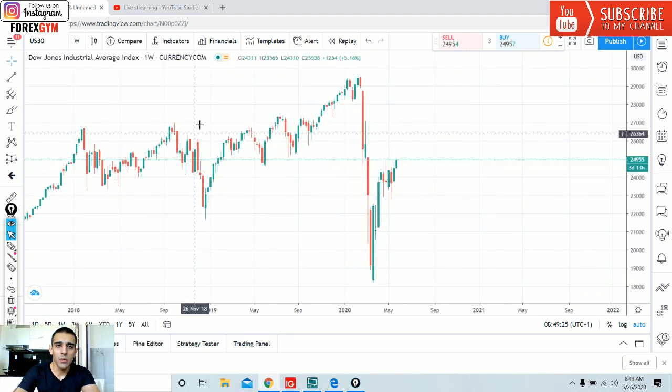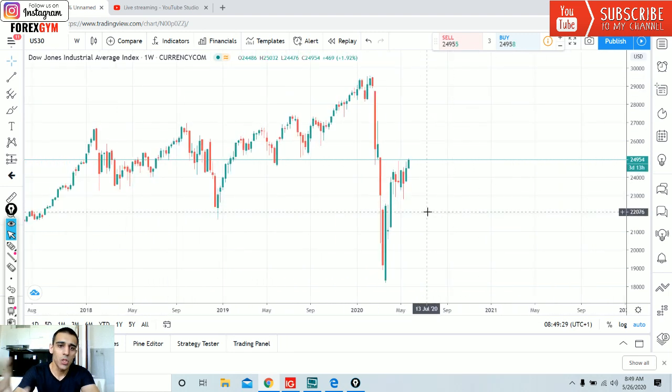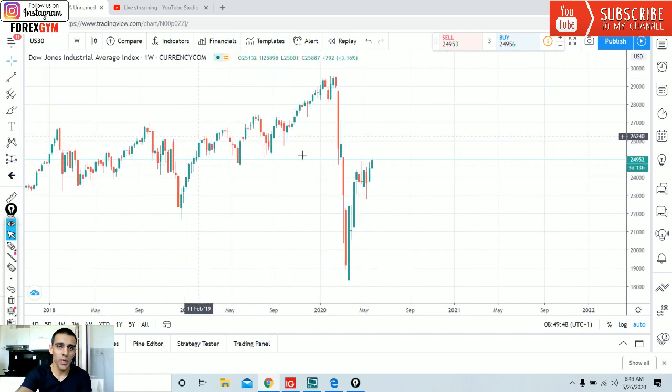I don't really trade the US 30 and FTSE and all that. Mainly, let's say like 95% of the time, I trade on the currency pairs. Actually, I don't think I've traded this one, maybe once, but I don't really trade on this one.